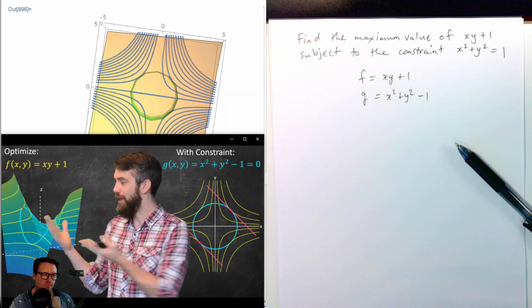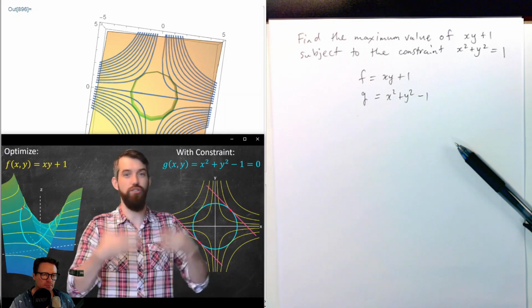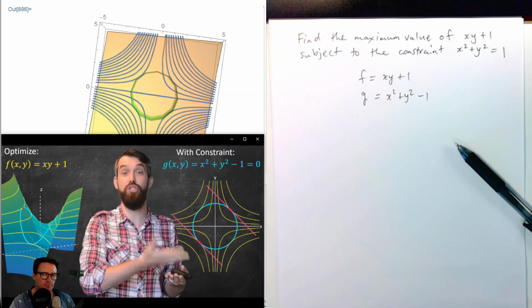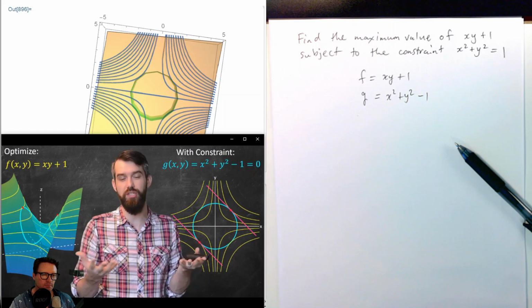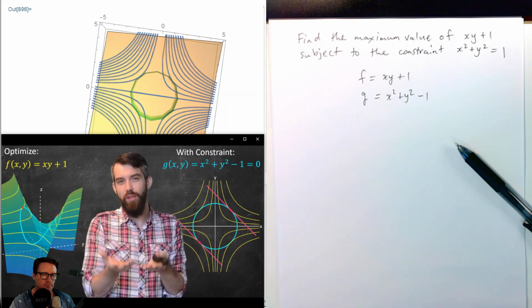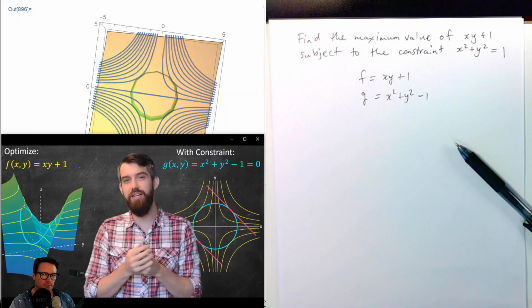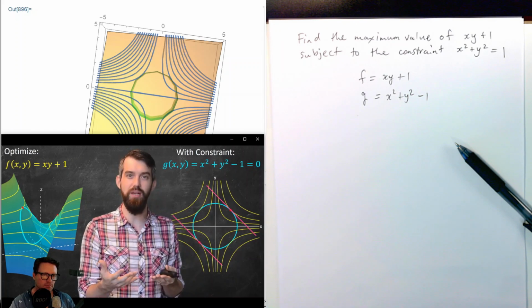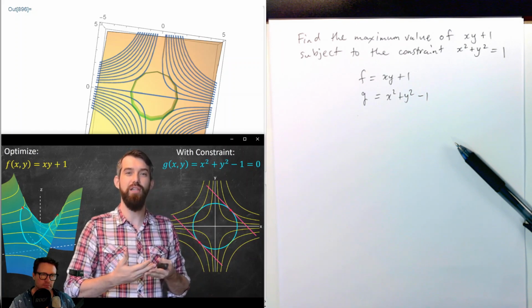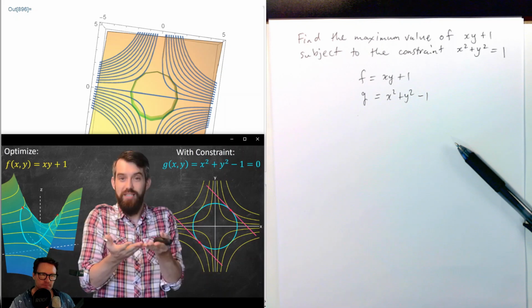You'll see that some of the level curves don't intersect at all, in which case they're just not relevant. They can't be part of that constraint. They're not even on the constraint. And then some of the level curves come in and intersect at multiple places, but those have lower values than the one that just comes and touches at the one spot.